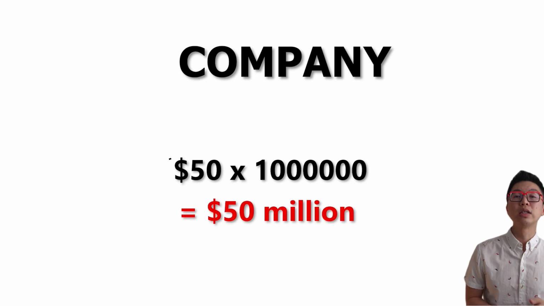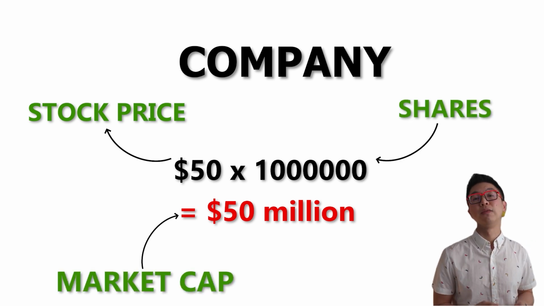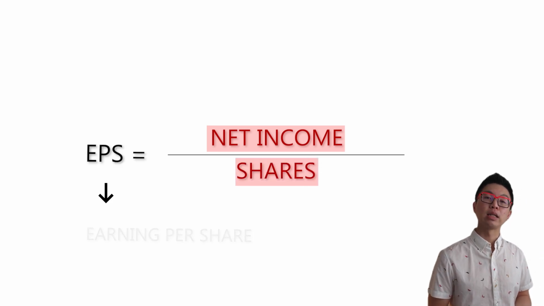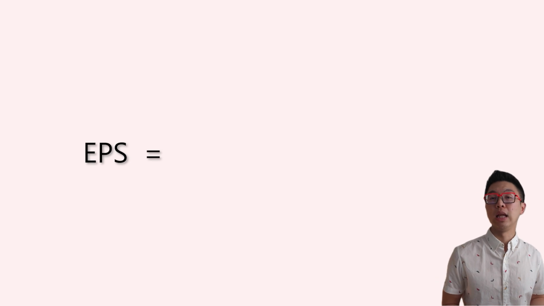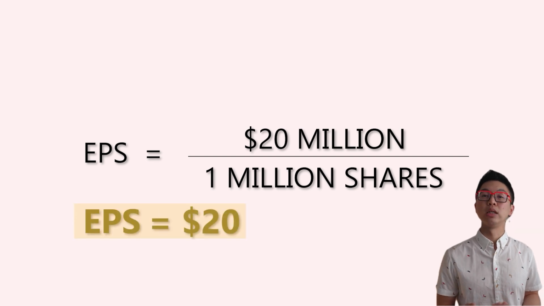So for example, if a stock is priced at $50 and there are 1 million shares, the company's market cap is $50 million. Now let's talk about profit. A company's profit or net income divided by the number of shares gives us earnings per share. So if the company's net income is $20 million and there are 1 million shares, the EPS is $20. Just like market cap shows the company's overall value, EPS tells us how much profit is attributed to each individual share. The cool part is, the same way you multiply the stock price by the number of shares to get the market cap, you can multiply the EPS by the number of shares to get the company's net income.